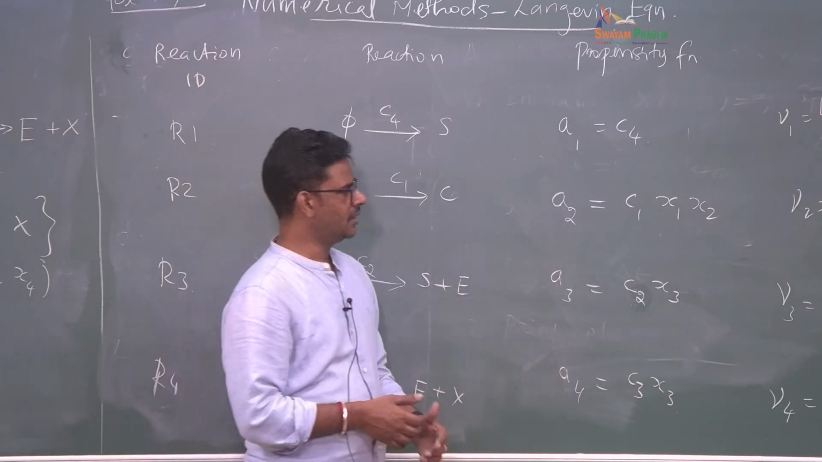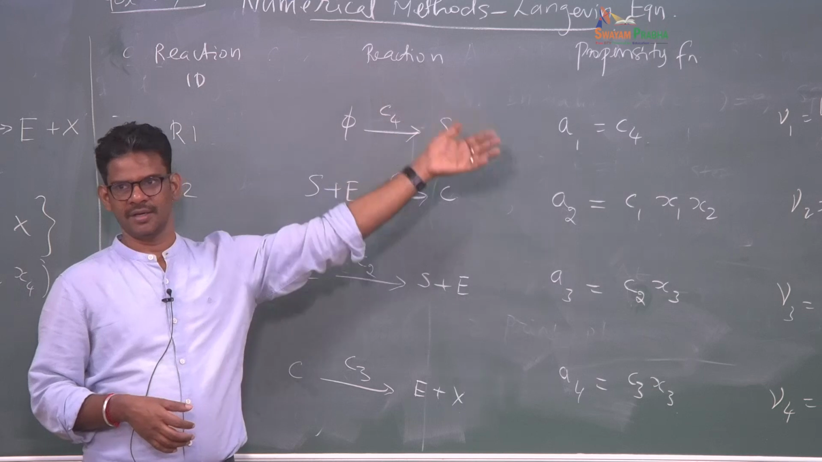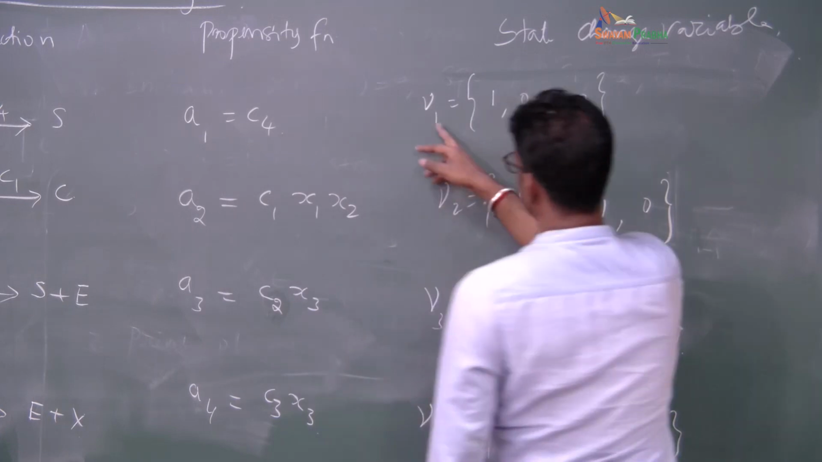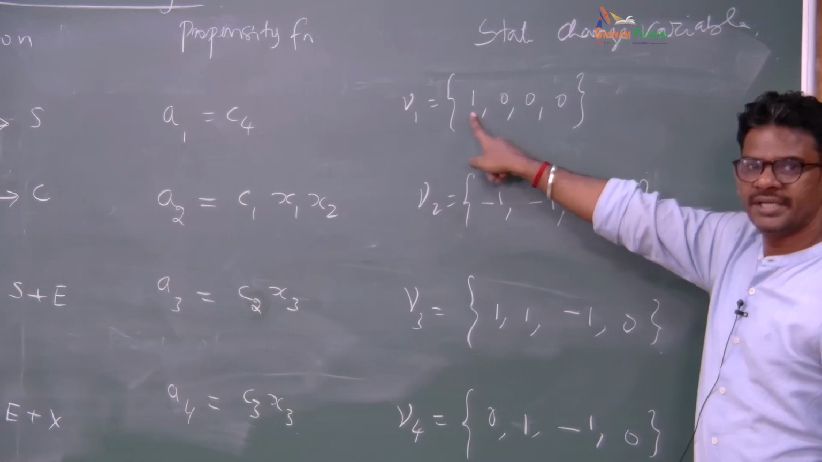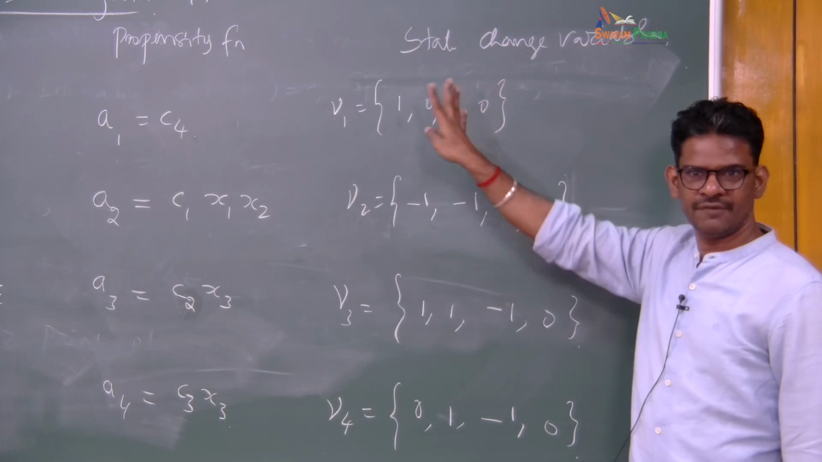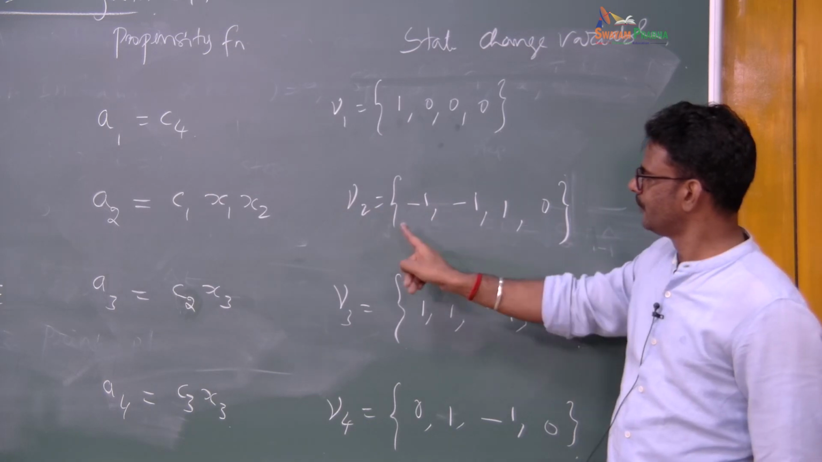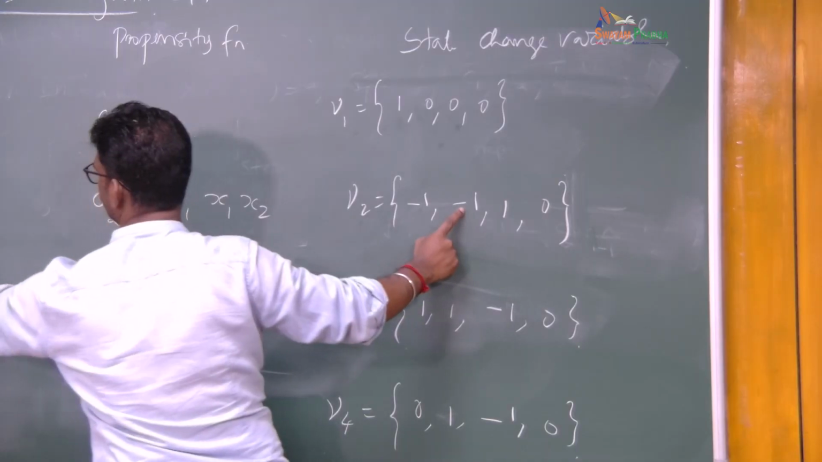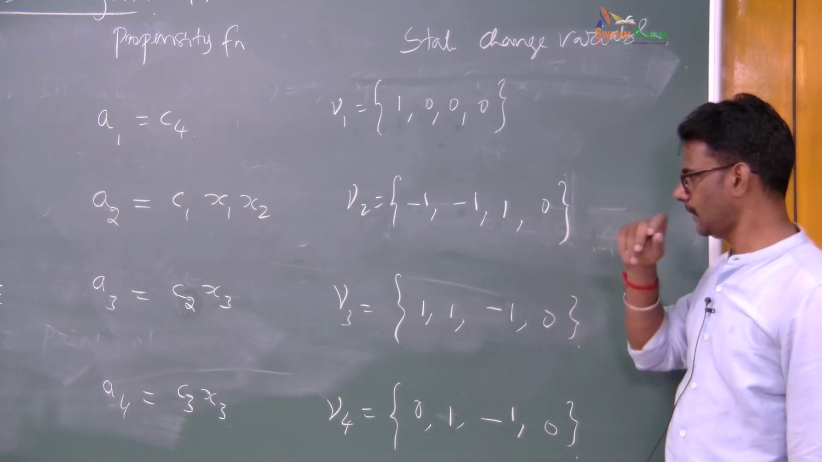Propensity is done. Now we have to see when each of the reactions happens, how the molecules of other species are changed, whenever one reaction happens. So that we write into a vectorial form here. When the first reaction happens, it actually increases S by 1. It does not change any other population: 0, 0, 0. We have 4 elements here because we represent 4 species. If I look at the second reaction, S goes down by 1, E goes down by 1, and C increases by 1. X is not affected.